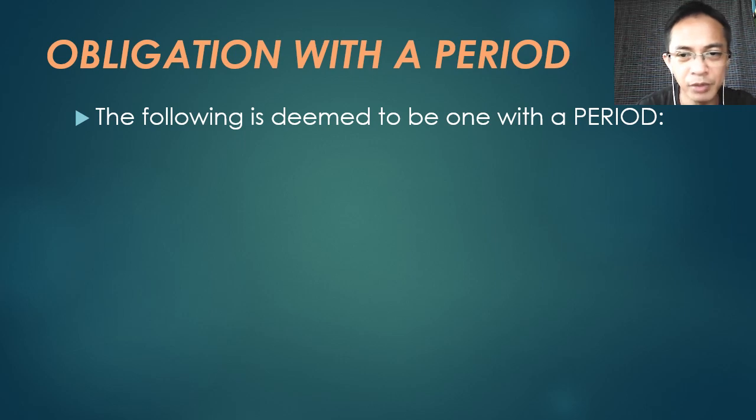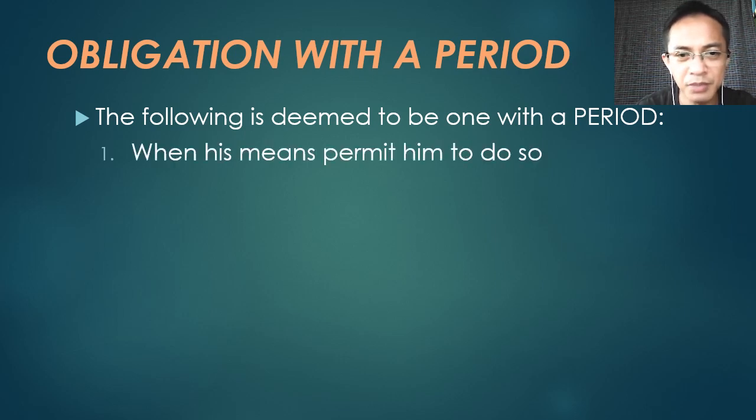The following is deemed to be with a period: when his means permit him to do so. Okay, halimbawa, nag-utang ako sa'yo 1,000. Babayaran ko lang pag may pera na ako. Ibig sabihin yan. Yan ang ibig sabihin yan. When his means permit me to do so. Okay? Kahit hindi pa niya alam kung kailan siya magkapera, but it is still considered a period, not a condition.